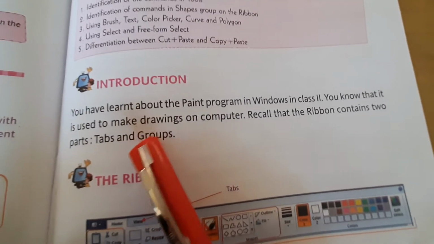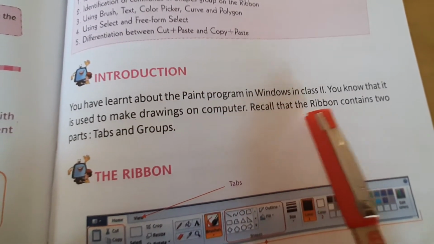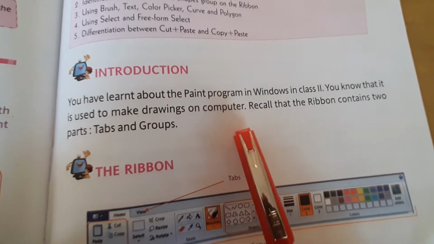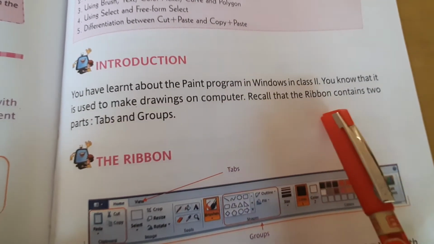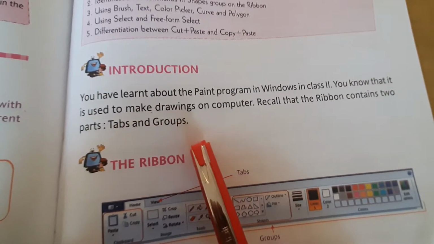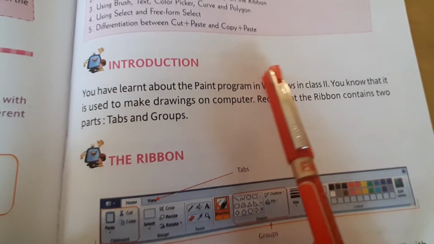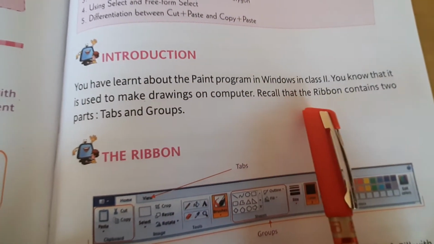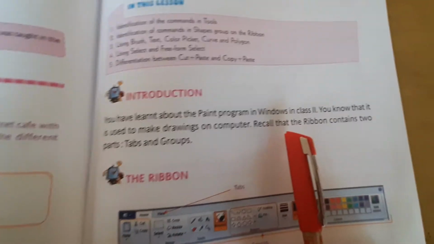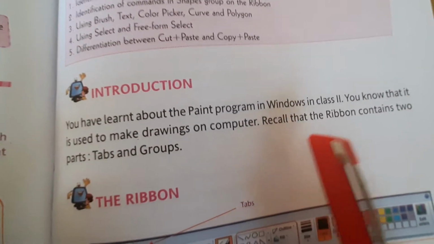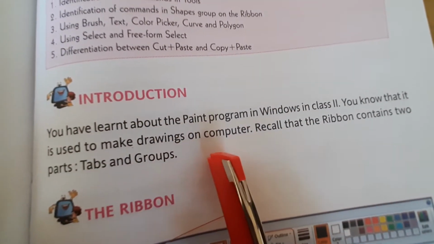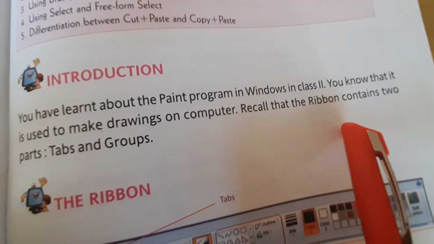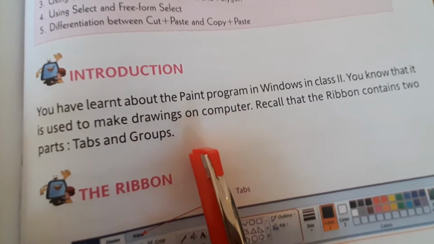Introduction. You have learned about the Paint program in Windows in class 2. You know that it is used to make drawings on the computer. Recall that the ribbon contains two parts, that is tabs and groups. I'm sure you must have studied a bit about Paint in class 2, and even if you have not, it is still a very easy application.